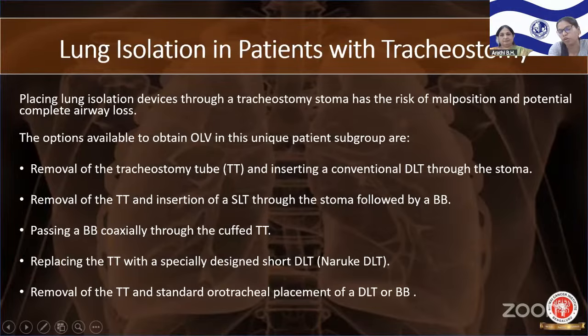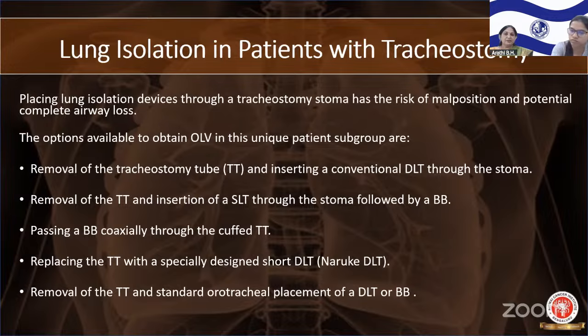For example, removal of the tracheostomy tube and inserting a conventional DLT through the stoma, or removal of the tracheostomy tube and inserting a single lumen tube through the stoma followed by a bronchial blocker, or a bronchial blocker administered coaxially along with the cuffed tracheal tube, or replacing the tracheal tube with a specially designed short DLT, that is the Naruke DLT, or removal of the tracheal tube using standard orotracheal placement of DLT and bronchial blockade. But the Naruke tube will be more useful.